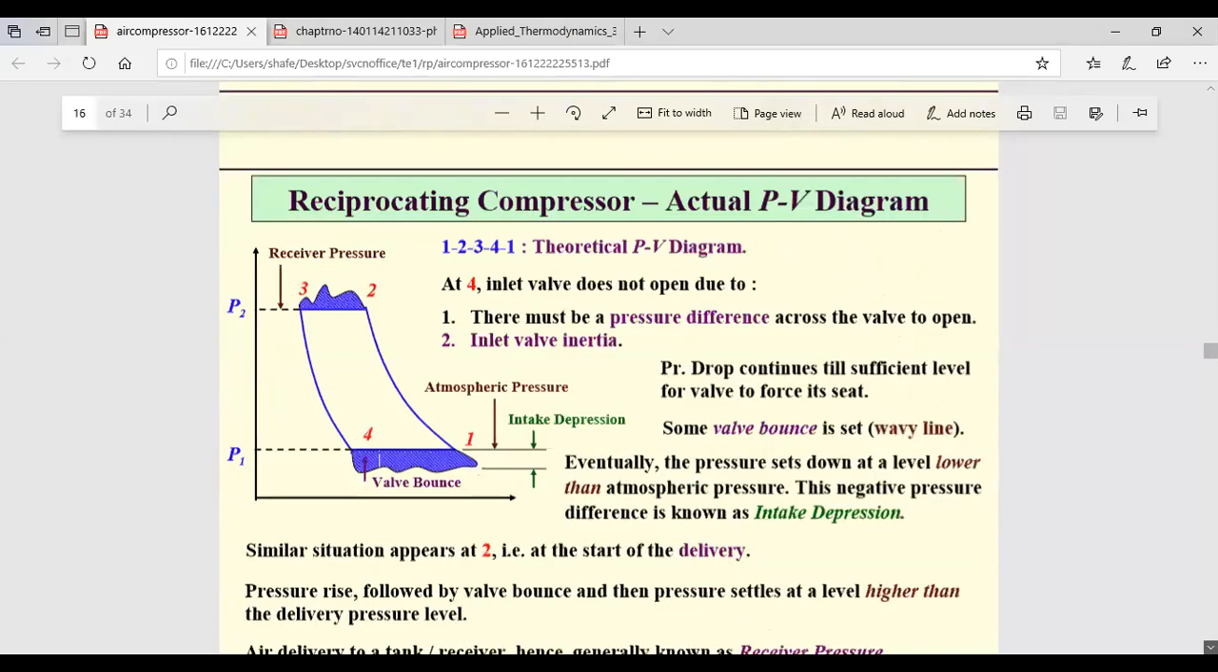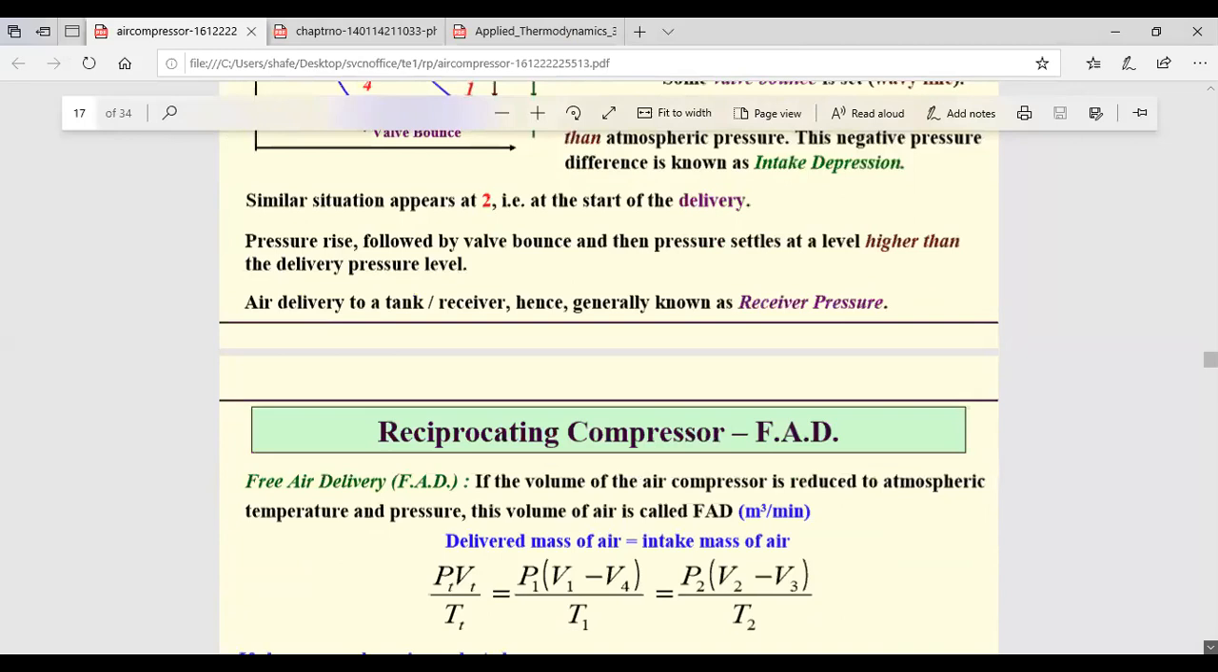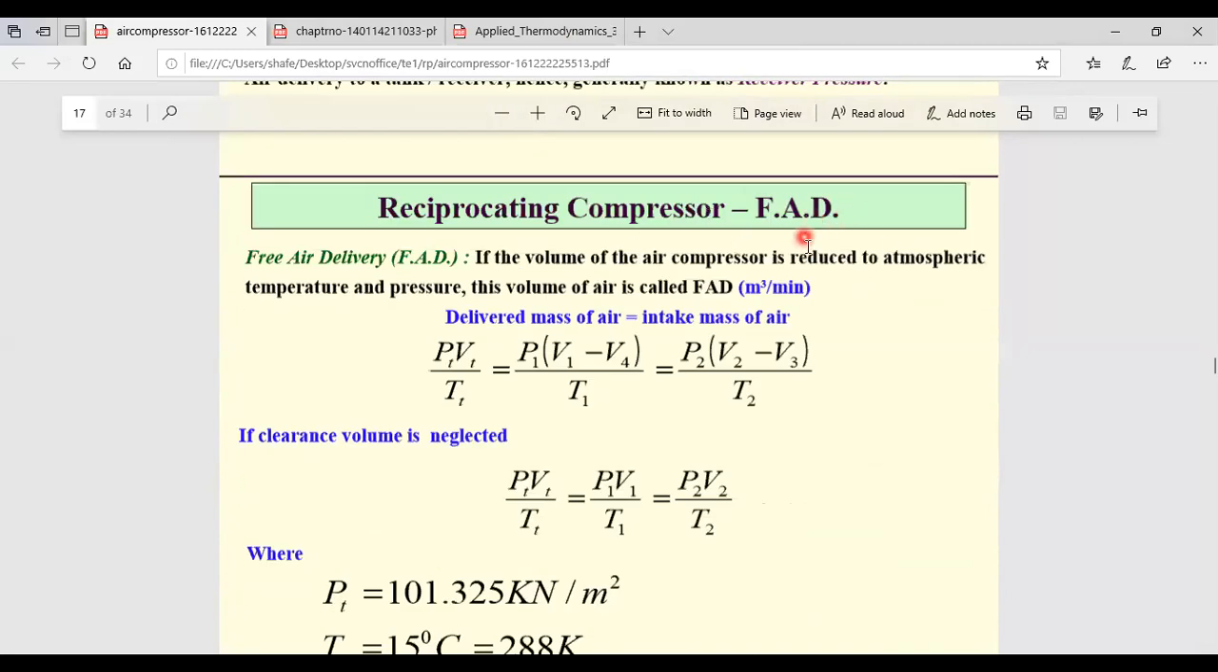Then I'll go for a very important term here. Whenever I'm considering the clearance volume, after the compression, after process 3, the air has to expand back. When expansion reaches point 1, which is the atmospheric condition, that air which is actually delivered is called free air delivered. That is the volume of air compressor reduced to atmospheric temperature and pressure, which is called free air delivered. Normally it's denoted by PT, VT by T. VT is called the volume of free air.